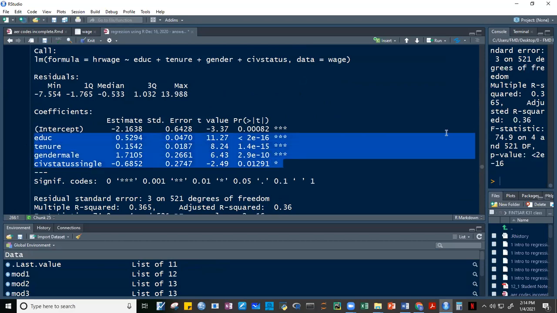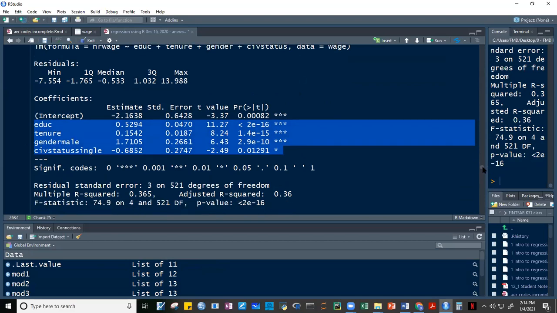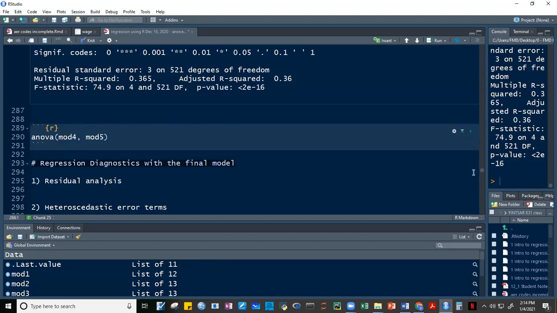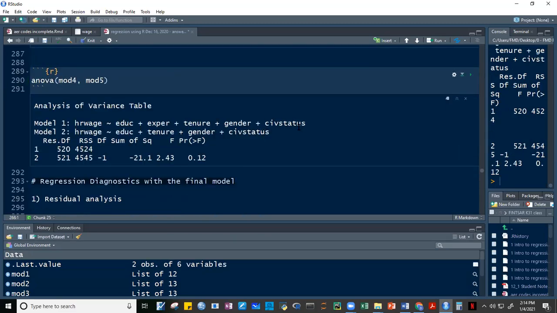Pumasok din si single status, no? Okay, so let's compare using ANOVA na tayo, guys. All right. So point 12. What does that tell us, guys? We fail to reject the null hypothesis that the restricted model, which is the latest model, yung binawasan natin, is the better model. So mas maganda talaga yung model number 5.